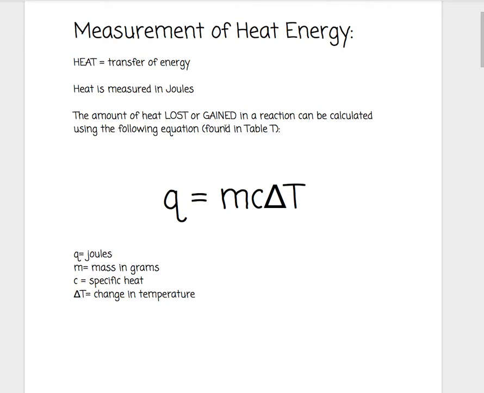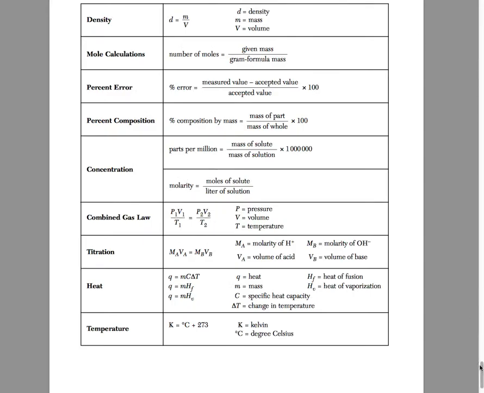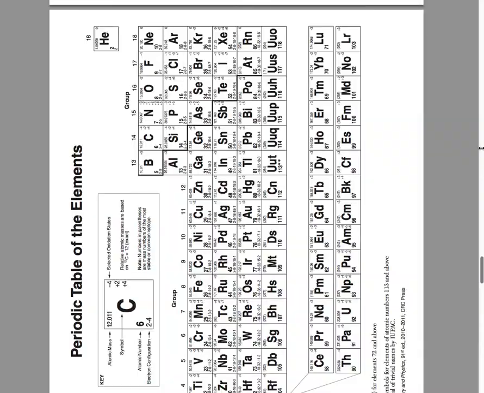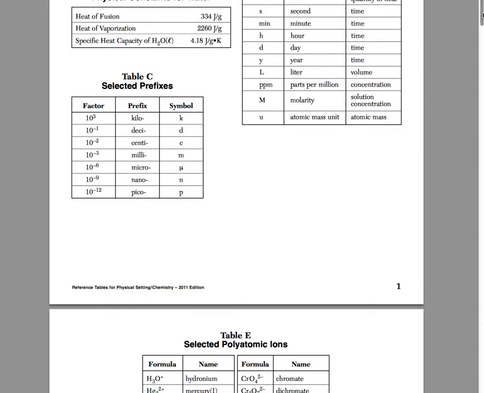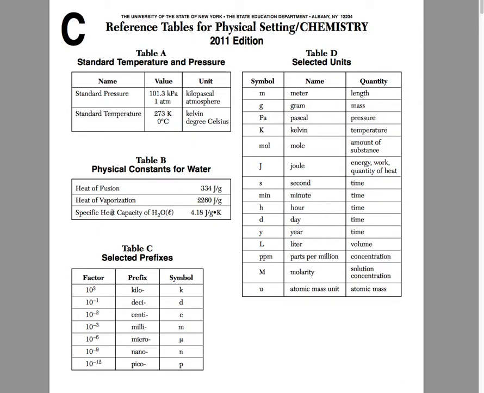When they're talking about water, lucky us, they give us the specific heat on the reference tables. I think it's Table A, maybe it's B. Let's go all the way up. There it is, it's Table B. On Table B, they give us the specific heat capacity of water, which tells us that we need 4.18 joules, that's what that J stands for, to raise 1 gram of water 1 Kelvin.